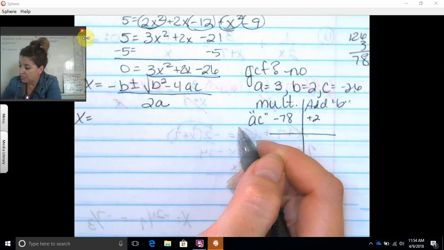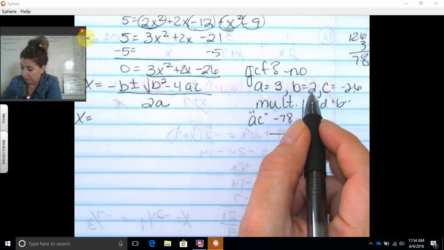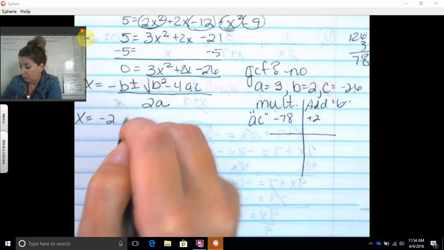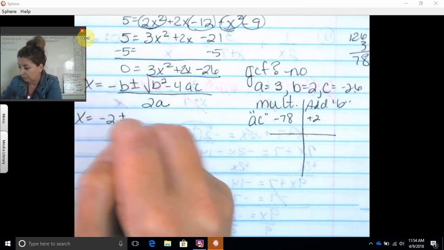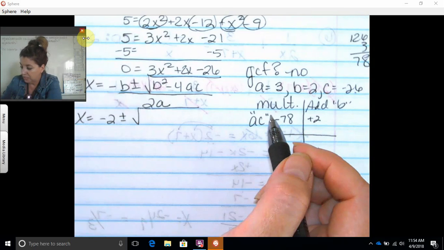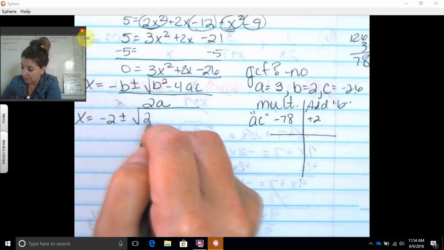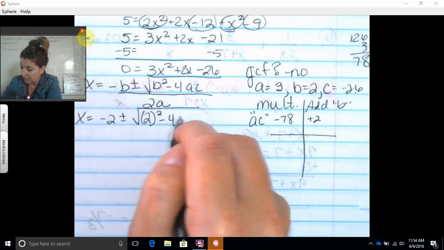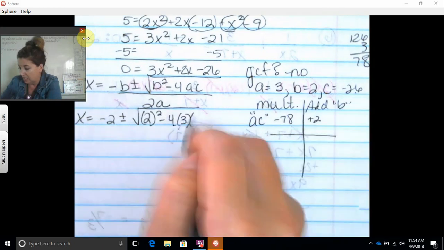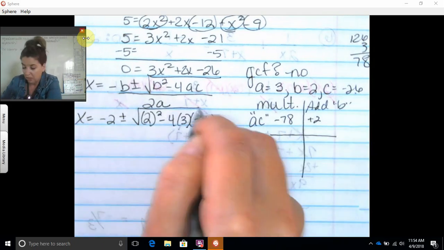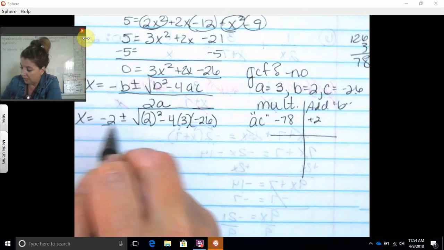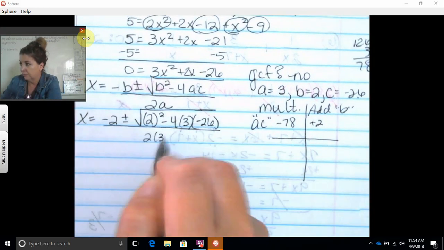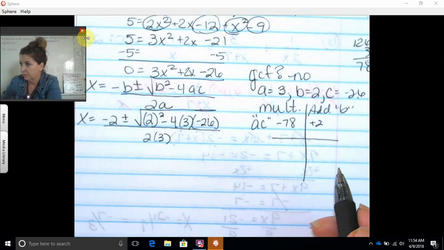All right, X equals opposite of B. If B is 2, I substitute it in, I get negative 2 plus or minus the square root of B squared, so that's 2 squared, minus 4 times A is 3 times C is negative 26, all over, don't forget the denominator, 2 times A, so that'd be 2 times 3.